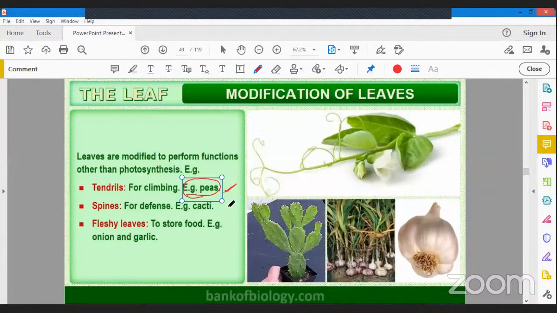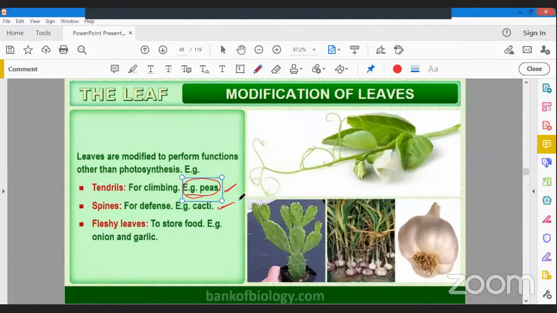Okay, then spines. Thorns are different. Thorns arise on stems, that is different. So here they are spines. Leaves are modified into spines. Example, in the case of cacti. So cactus will be an example for two things: one is for phylloclade and the other one is for spines. So the stem has become a phylloclade, and the leaf has become spines. So remember, this is very important.